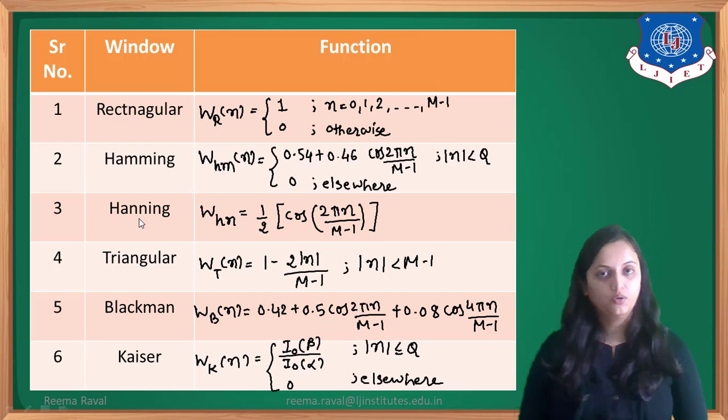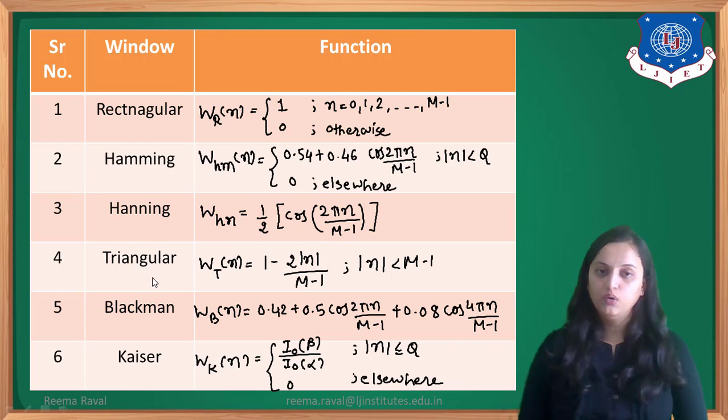Next is the Hanning window. The function for the Hanning window is WHN(n), where HN stands for Hanning window. That equals 1 by 2 into cos 2 pi n upon M minus 1, where n indicates the number of instances for the given data.